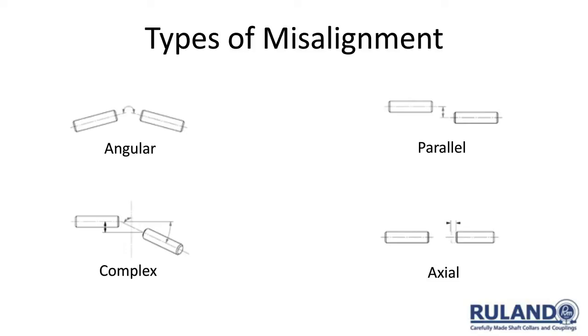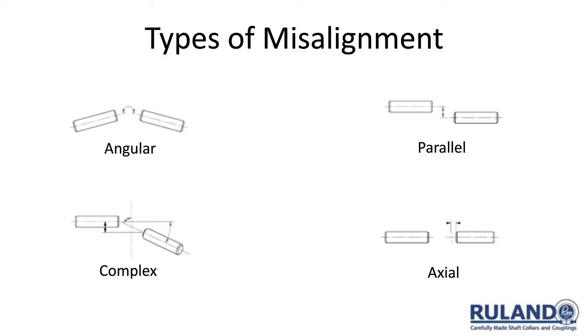These are the types of misalignment here. Angular misalignment: if you've got an application where, relatively speaking, you have a large degree of angular misalignment, a beam coupling might be a good choice. To the right is parallel misalignment. Shafts are offset, if you will. And if you've got a large amount of parallel misalignment to consider, an Oldham coupling could very well be a good choice.